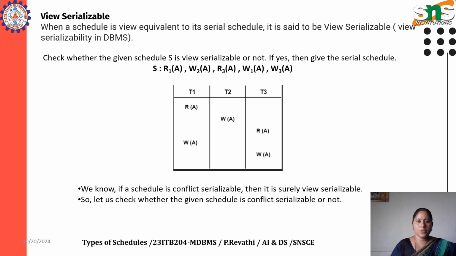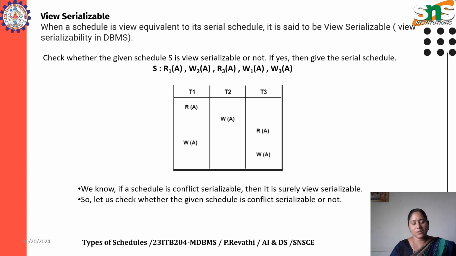View serializable: when a schedule is view equivalent to a serial schedule, it is said to be view serializable, or view serializability in DBMS. Check whether the given schedule S is view serializable or not. If yes, then give the serial schedule.